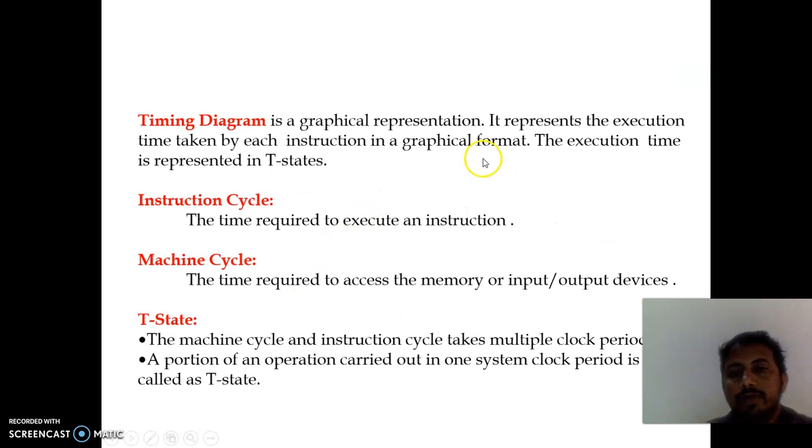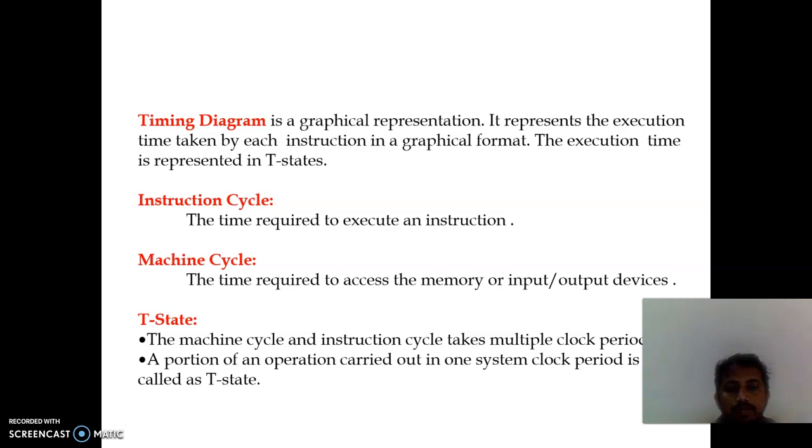In the timing diagram, we will discuss what a timing diagram actually is, what the clock of your microprocessor is, and how it is represented. First, a timing diagram is a graphical representation. It represents the execution time of each instruction in graphical form: how much time has been taken and what the different T states are. That would be discussed in the timing diagram.